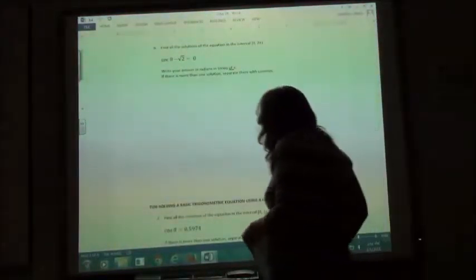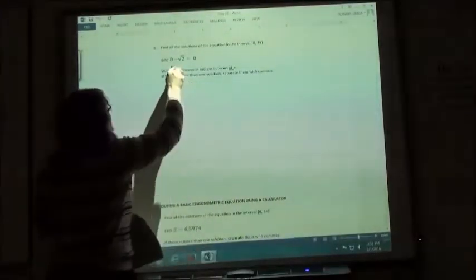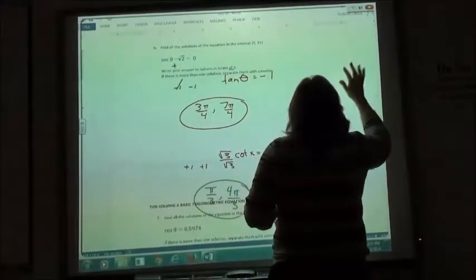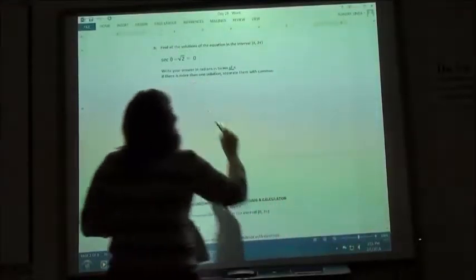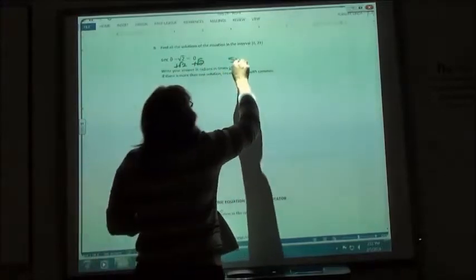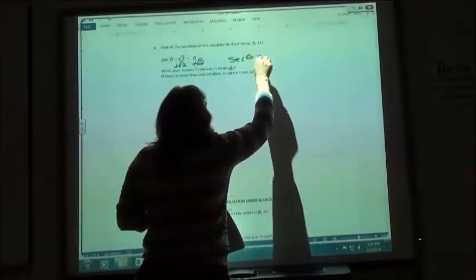Number 6, we're doing secant. So on this one, we're going to add our square root of 2. Once our board decides that it wants to be cleared off, add our square root of 2 and say that the secant of theta equals positive square root of 2.